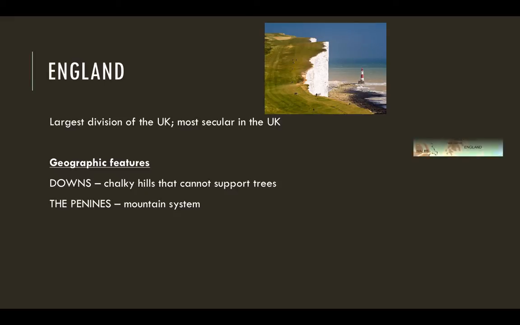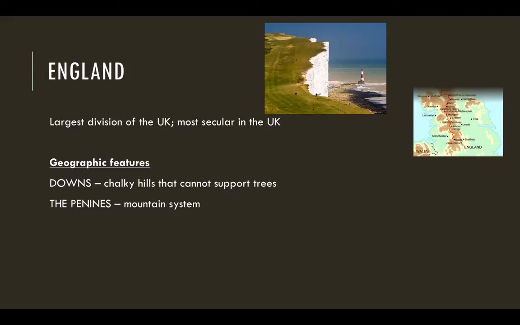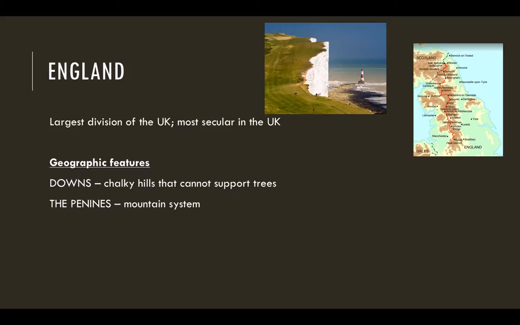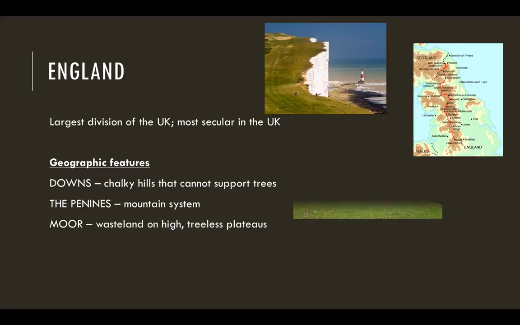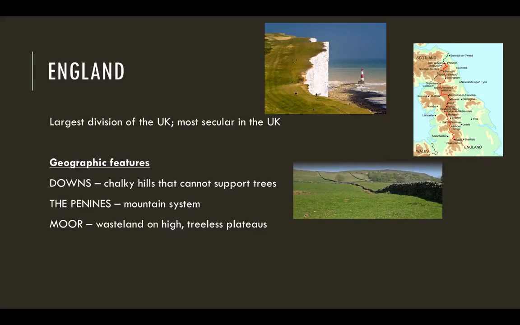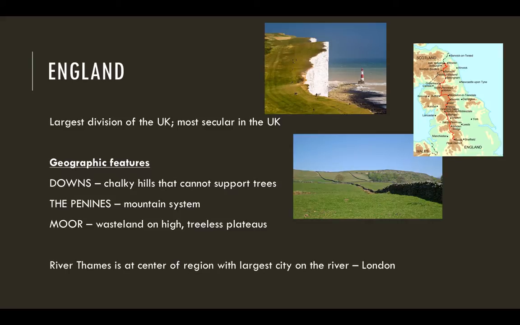Another feature are the Pennines. This is a mountain system that runs along the backbone of England, and it kind of looks like the spine of England, so the Pennines are often referred to as the backbone. Another feature is the moor. These are wastelands that are really high on treeless plateaus. Again, the soil is not very fertile here, so the largest type of vegetation you'll see are really short shrubs.